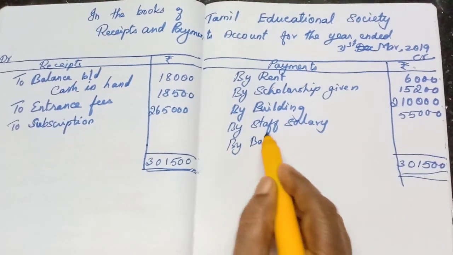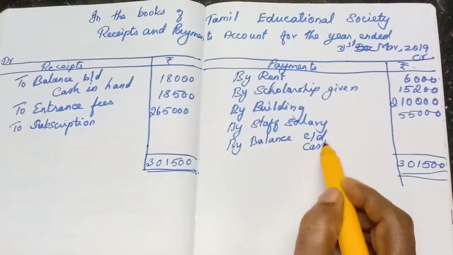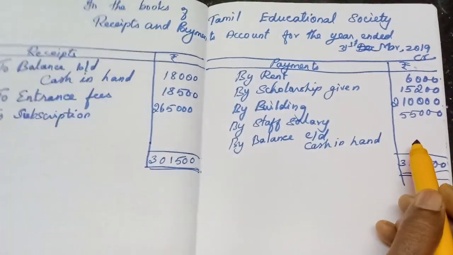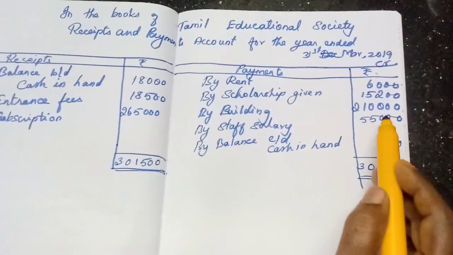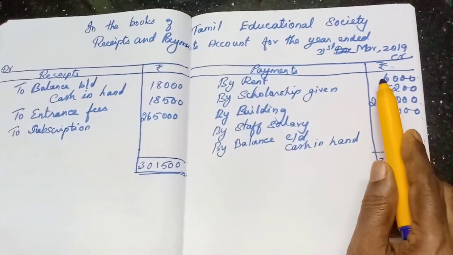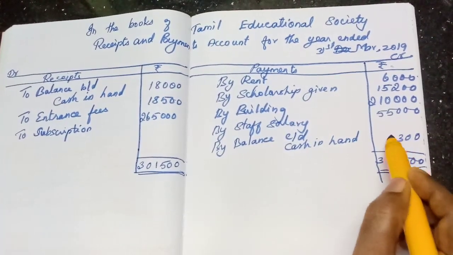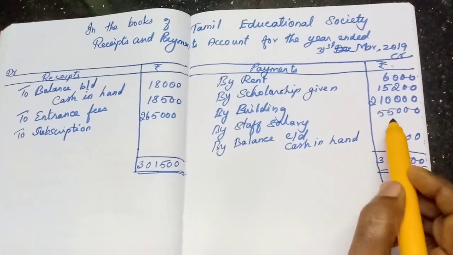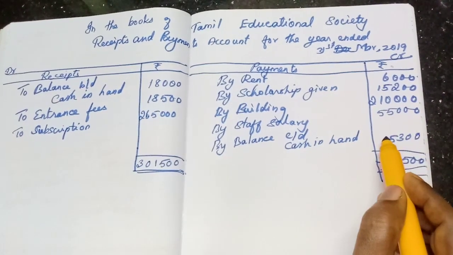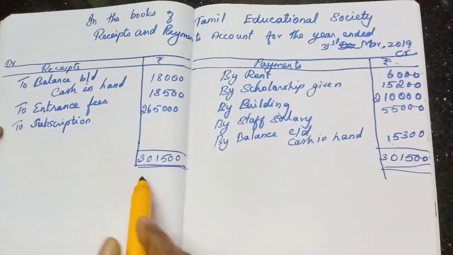By balance carry down, then you have to write cash in hand. Since we have cash in hand in the beginning, so cash in hand you have to write. Now you have to add and check. 0, 0, then here 2 there 3, we will get 5. Then 4th digit 11, 11 plus 5, 16, 16 plus 5, 21, balance 2. 2 plus 1, 3, 4, 9, 9 plus 1, 10, balance 1, 3. So 15,300 is the answer.